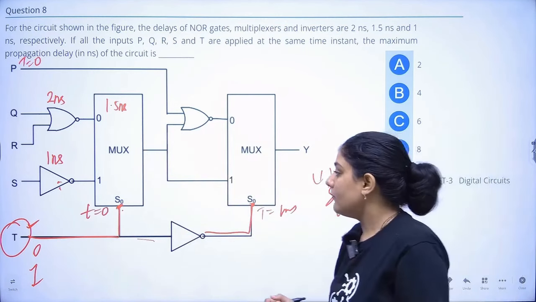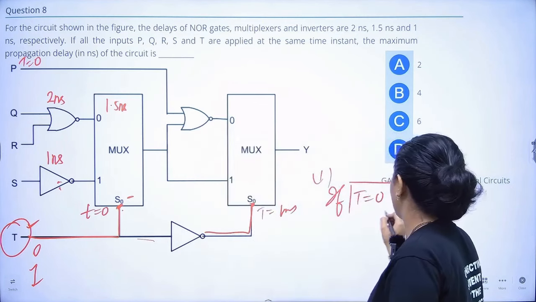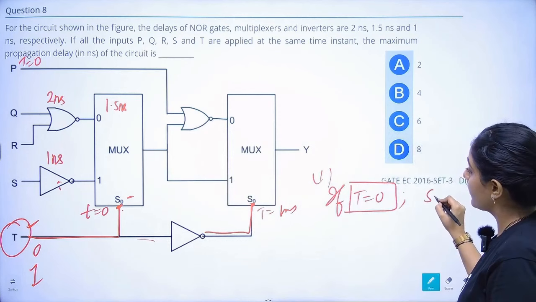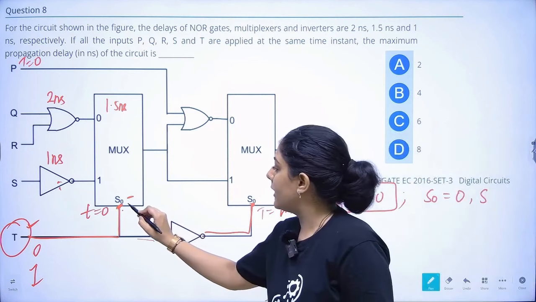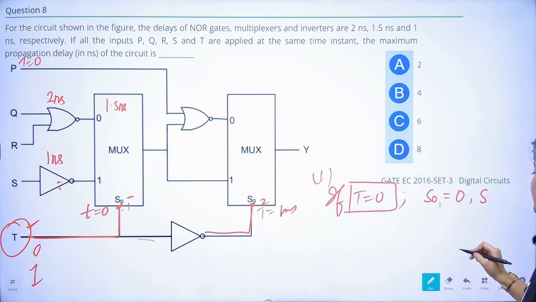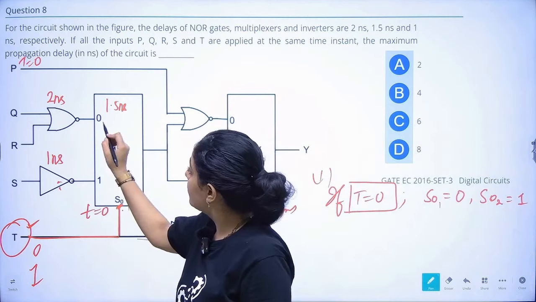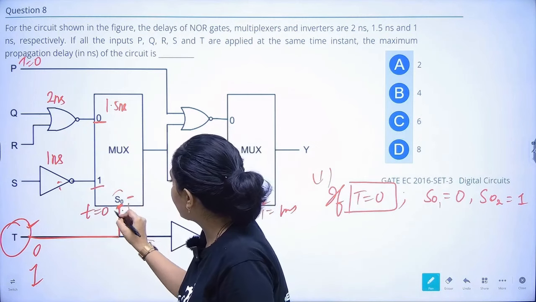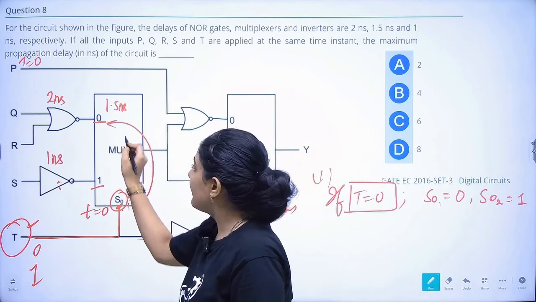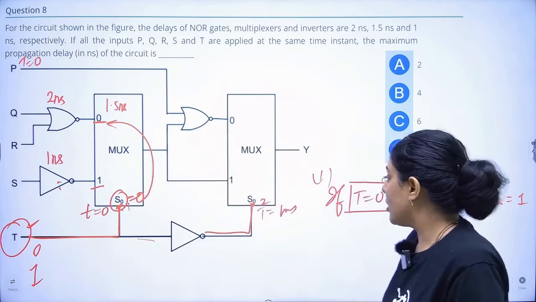Now if we see the value of S0, if T is equal to 0, the value of S0 for mux 1 will be 0, and for mux 2 it will be 1. So if it is 0, which input will it select, this input or this input? It will select the first input. If the value of S0 is 0, that means it will select input number 1.